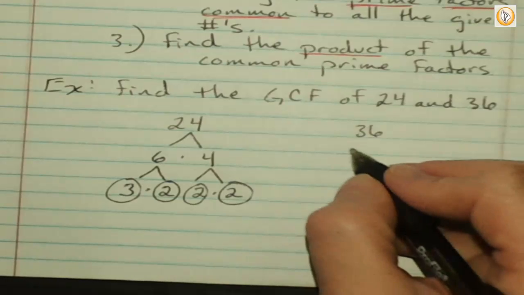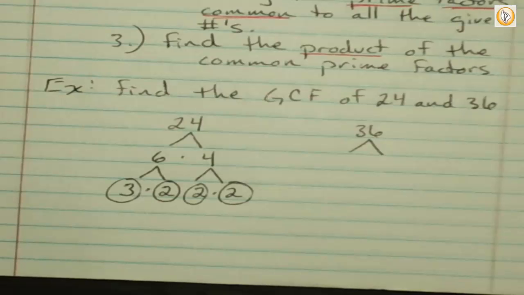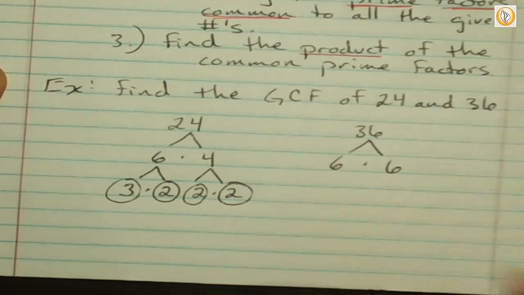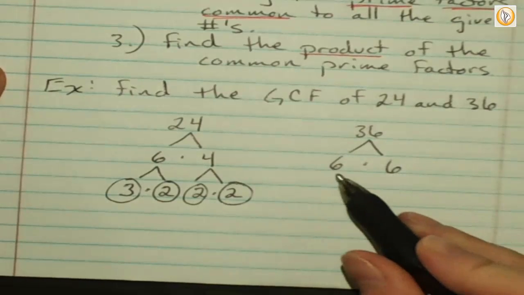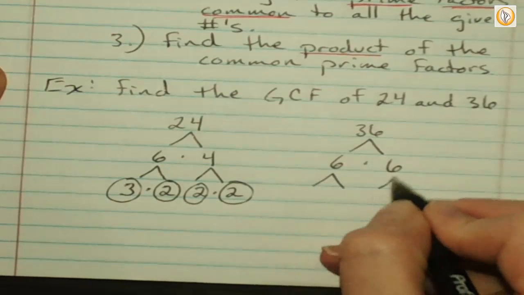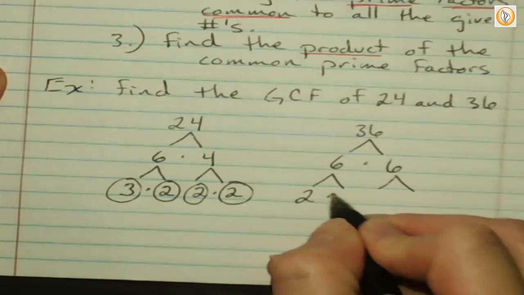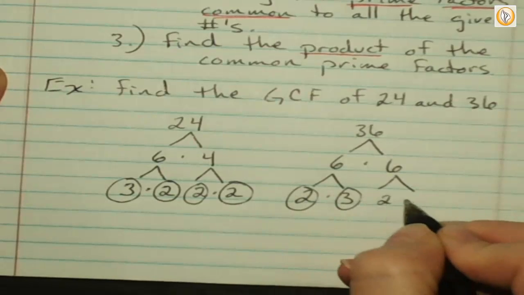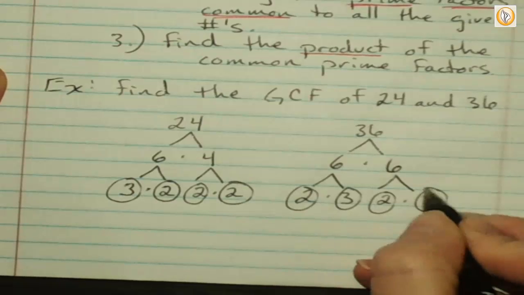All right, 36. What two numbers give us 36, Cecilia? 6 times 6. Joanne, are those prime? No. So we're going to keep going. I can do 2 times 3 here, and both of those are prime. And 2 times 3 here, and those are prime.